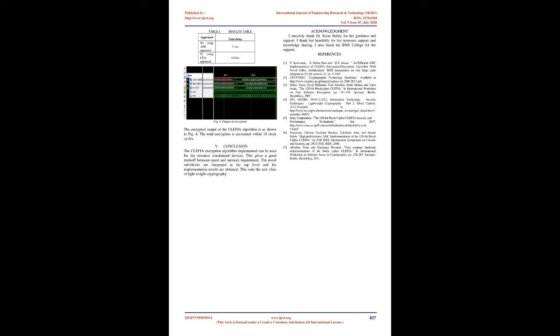4. Results and discussion. The CLEFIA encryption algorithm is developed by using all the sub-blocks designed. The top-level design for the encryption is designed. The simulation of the design is carried out in the Xilinx ISE suite. For the overall design of the algorithm, an intermediate encryption register is deployed to hold the data after each round, and they use this as an input for the further rounds.